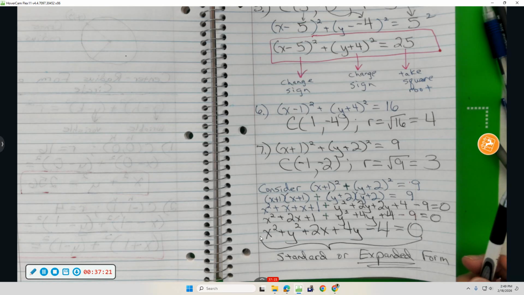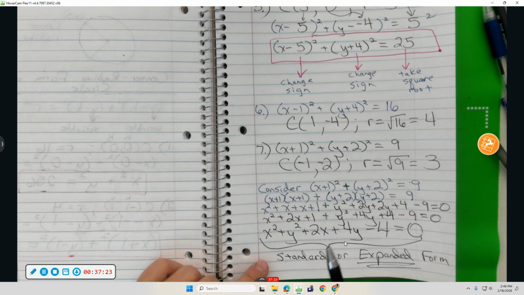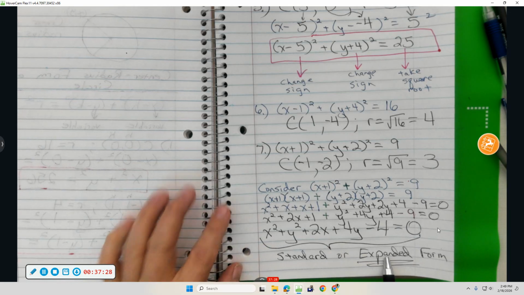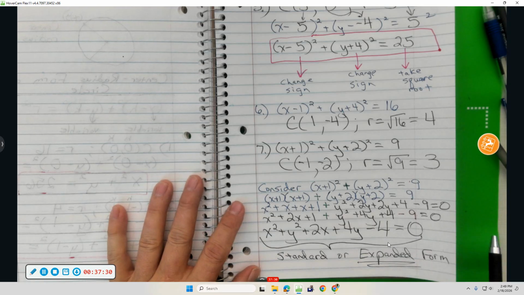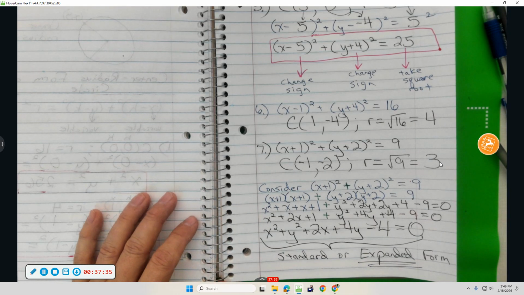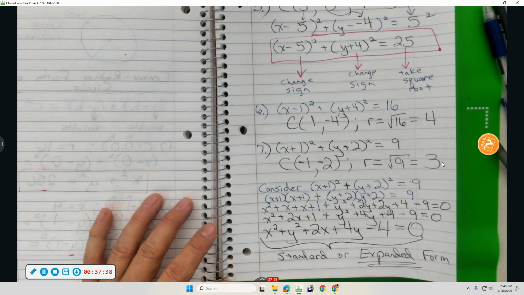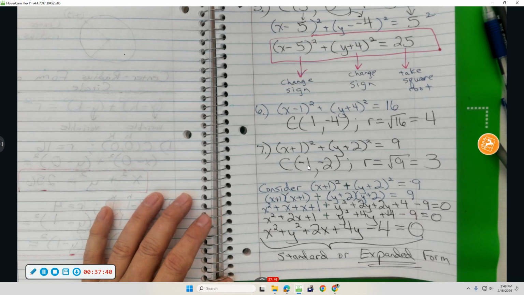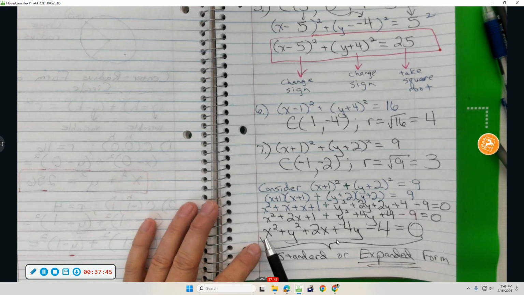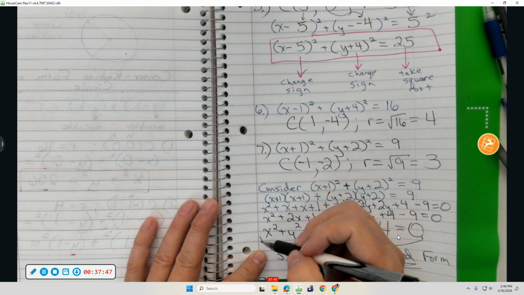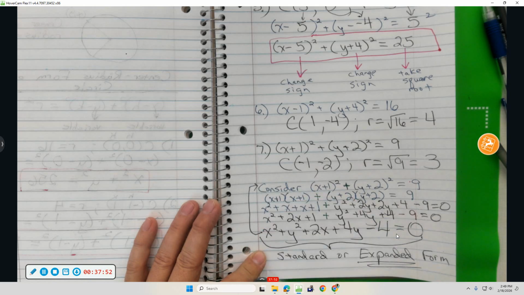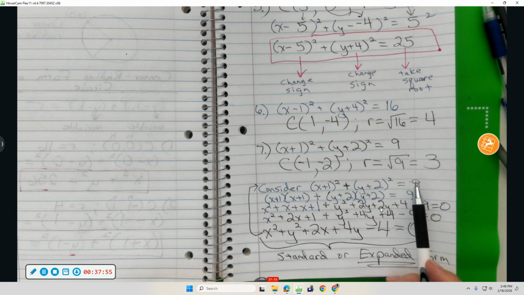We're about to start going backwards. So when an equation is written like this, expanded form, there's really nothing nice about it. You can't look and tell what the center is easily. You certainly can't look and determine the radius by taking the square root of a number. We're going to have to take this expanded form and go backwards. From expanded form, we have to go to center radius form.